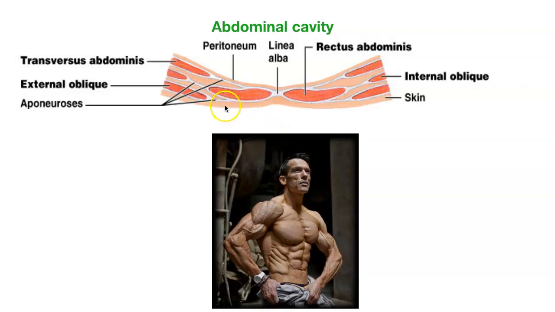What you will also see is this aponeurosis, when it comes together, when it gets to the rectus abdominis, it's going to wrap around the front of the rectus abdominis and wrap around the back side of the rectus abdominis, and it's going to form something called the rectus sheath. Now you will see this on the dissection, but the rectus sheath is basically holding in that rectus abdominis muscle right here.